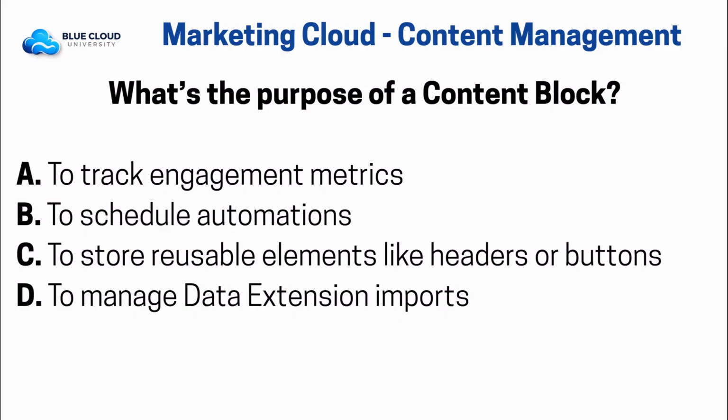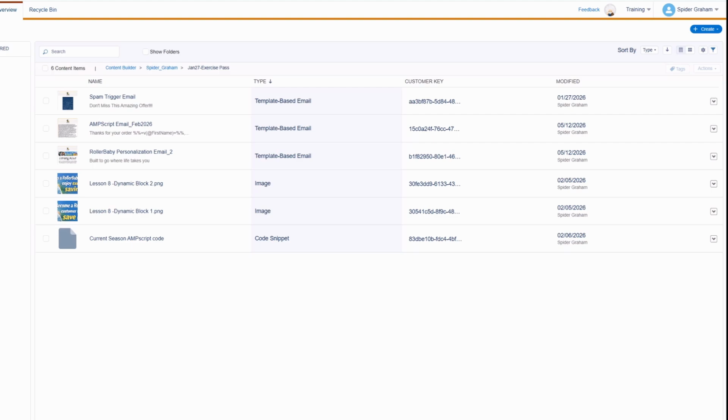Now, in order to answer this question, we probably have to understand what a content block is and how we use it within Marketing Cloud. So let's check that out. Whenever we create any kind of content within Marketing Cloud, we're creating components, elements that can be snapped together, almost like Lego bricks.